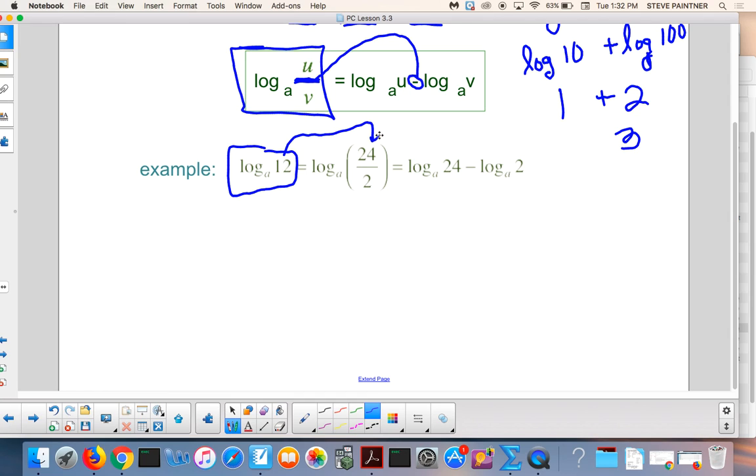But 24 divided by 2, you can break that apart into what? Log of 24 minus log of 2. Did you notice where the 24 went? First or second? Okay, so the numerator goes first, and the denominator goes second. That's how it works, okay? That's all it is. Any questions? All right.